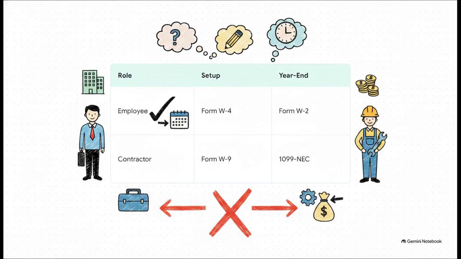For an employee, you set them up by getting a completed Form W-4, and at the end of the year, you give them a W-2, which is their wage and tax statement. Contractors, on the other hand, you get a W-9 from them when they start. Then, at year-end, eligible non-employee compensation is reported on Form 1099-NEC. You really have to keep these forms straight.